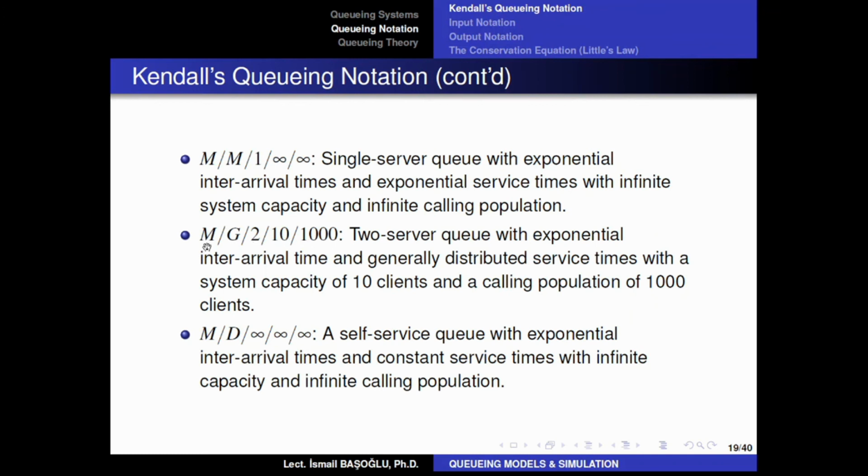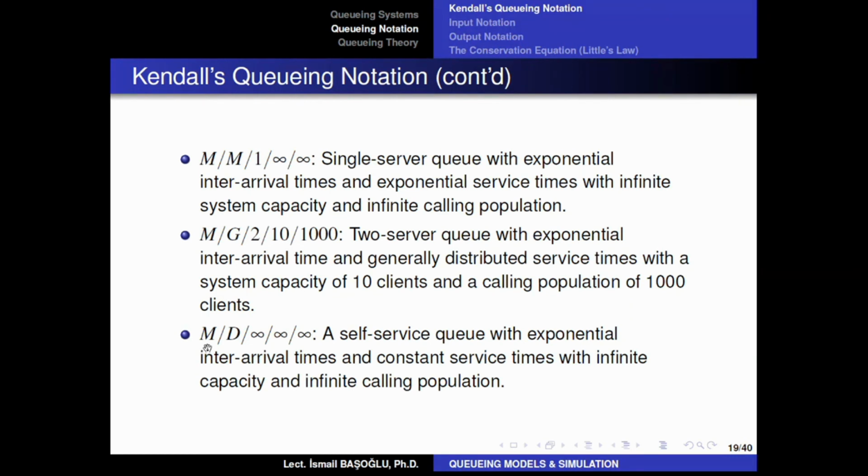Now, M/G/2/10/1000. It says the interarrival times are exponentially distributed. Service times are generally distributed with another distribution than exponential or Erlang. And there are 2 parallel servers. The system capacity is 10 and the size of the calling population is 1000.